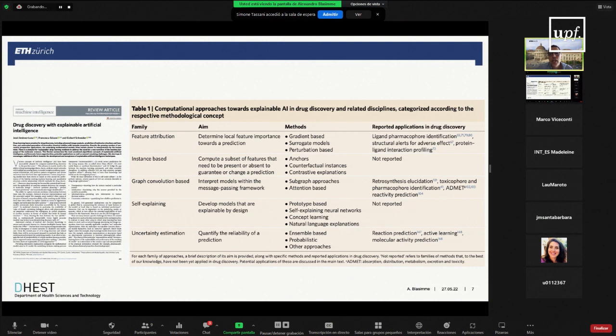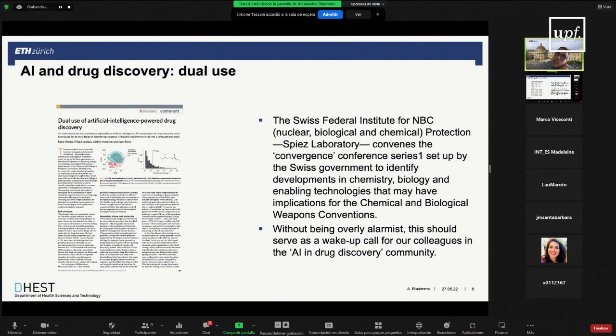Another issue that we have with drug discovery and AI is the problem with dual use, meaning the possible misuse of these kind of technologies for purposes that have nothing to do with finding new chemical pharmacological weapons against human disease, but actually some people are worried that the very same algorithms might help developing weapons, biological weapons, or tools for bioterrorism.